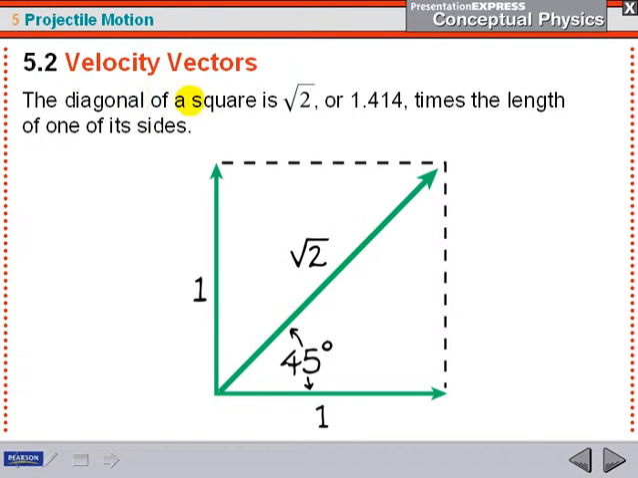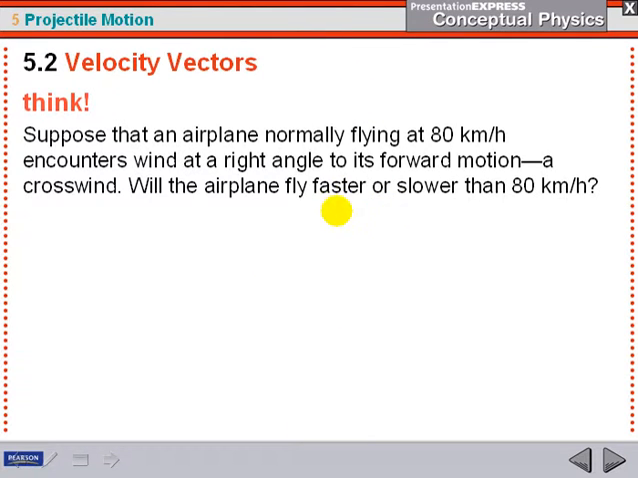And what if we have a diagonal of a square, where both sides are the same? They're both equal. In that case, our diagonal is going to be the square root of 2 times whatever the sides are, and our angle is going to be 45 degrees. Square root of 2 is also 1.414 if you want to remember that.